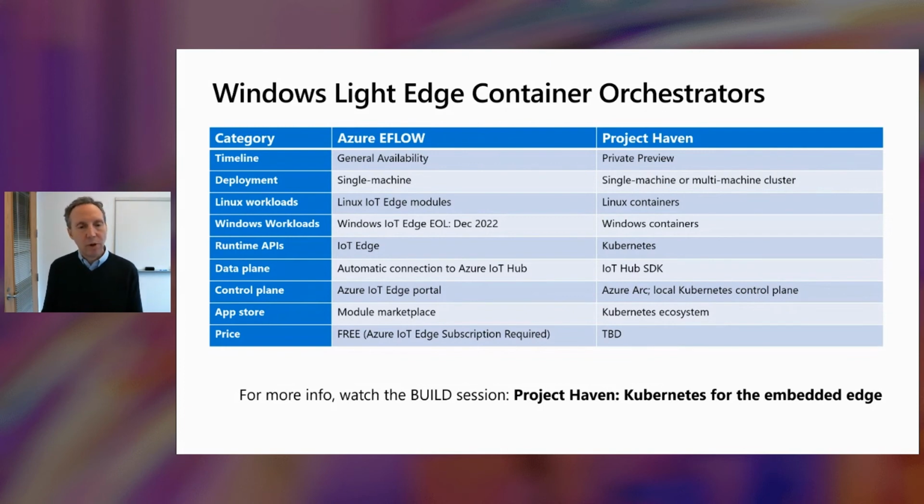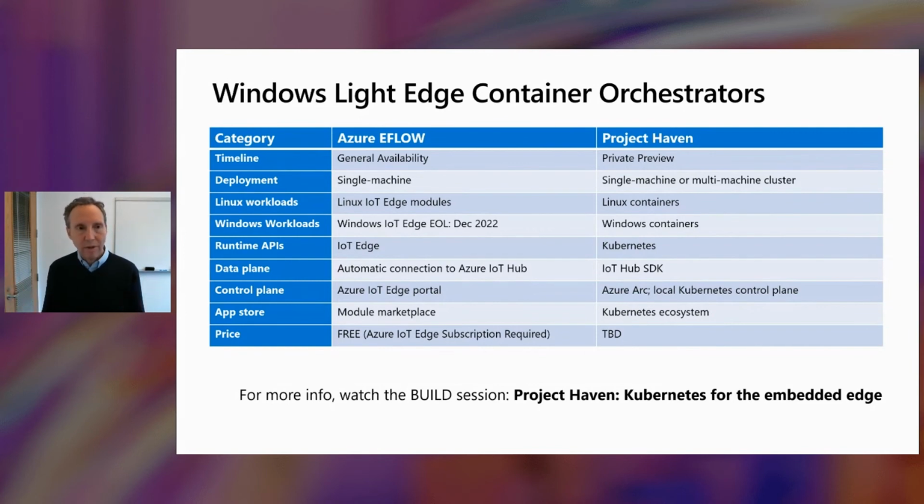The data plane in EFLOW, there's an automatic connection to Azure IoT Hub, but with Project Haven, you can optionally use the IoT Hub SDK to send your data up to Azure IoT Hub, which we expect a lot of customers to do. Control plane for EFLOW, you use the Azure IoT Edge portal, whereas Project Haven, it's Azure Arc or a local Kubernetes control plane if it's not connected to the cloud. Where you get your workloads from, in EFLOW you can get them from the Azure Module Marketplace or your own container registry. Of course, with Project Haven, there's a Kubernetes ecosystem you can utilize.